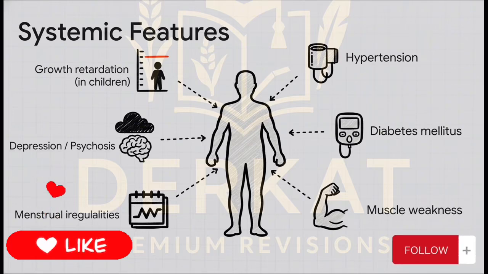This cortisol overload just wreaks havoc on the entire body. It can cause high blood pressure and even diabetes. It breaks down muscle, leading to weakness. It can seriously affect mood, cause depression, mess up menstrual cycles, and in kids, it can actually stunt their growth.